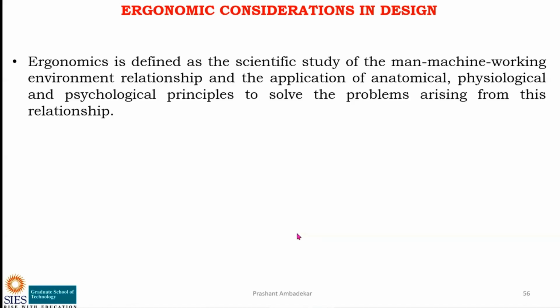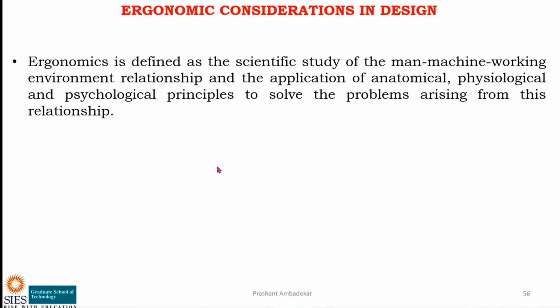Now there are ergonomic considerations in design. So quickly I will complete this also, ergonomic considerations. So what do you mean by ergonomics? It is defined as the scientific study of man-machine working environment relationship, and the application of anatomical, physiological and psychological principles to solve the problems arising from the relationship. Basically it talks about the ergo norms, the norms for the human.